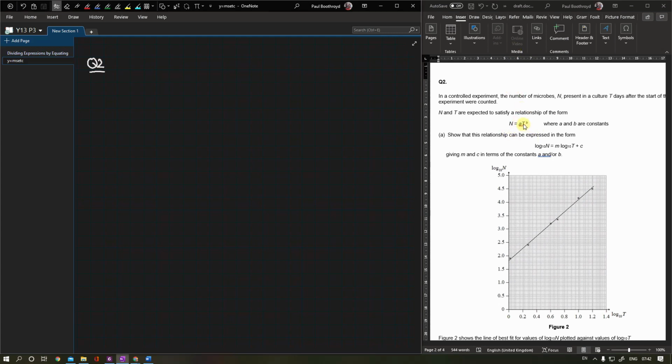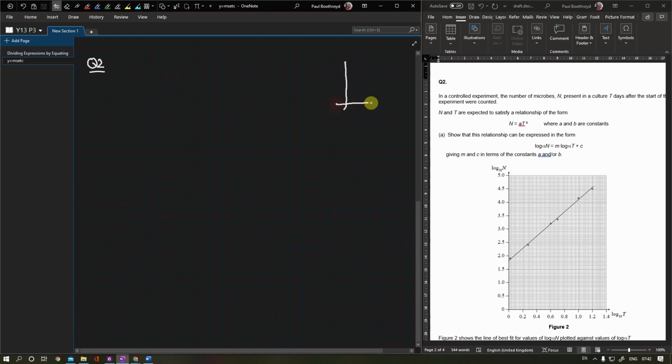We're not sure what the graph is doing yet, but because it's a positive one, I'm suggesting the graph will probably go, just draw a little sketch. So they've done the log of t and n. I suspect that the n and t are going to be linked in some way like that, and they're going to curve up.